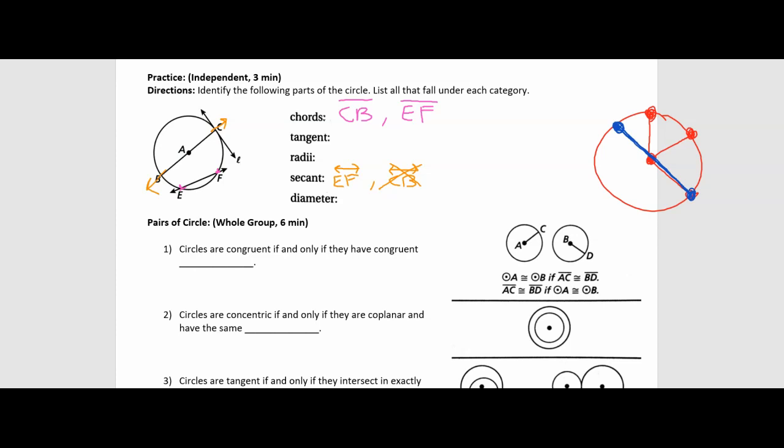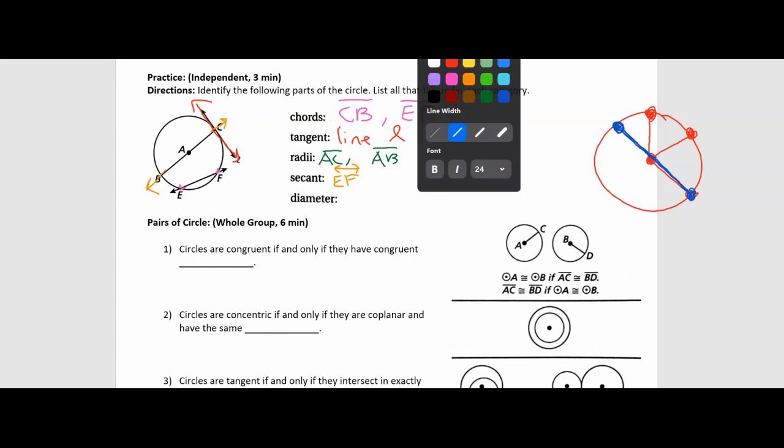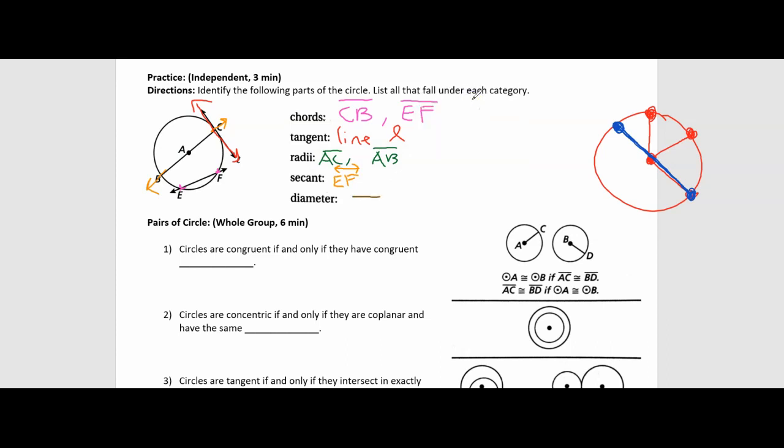So the only secant here is line EB. Let's go to tangent. Only one tangent here, and that's line L. Right here. There are two radii. There's radius AC and radius AB. And if I combine both of those, that would give us diameter BC or CB.